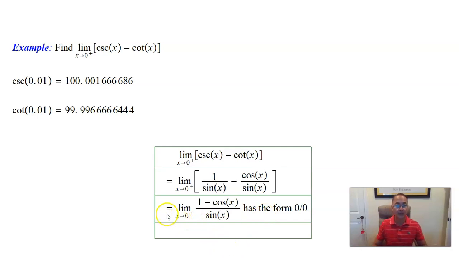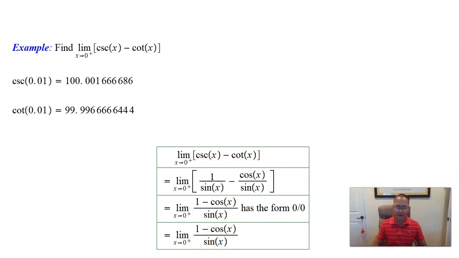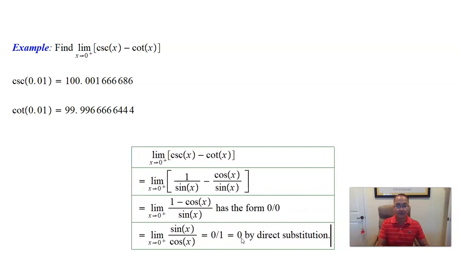Great. So we can apply L'Hopital's rule, and we get in the numerator, déjà vu, we did this: the derivative of negative cosine is sine of x. The derivative of sine of x, this part we didn't do, is cosine of x. Now, is it still 0 over 0? Well, sine 0 is 0, but cosine 0 is 1. So by direct substitution, we get 0 over 1, which is equal to 0.